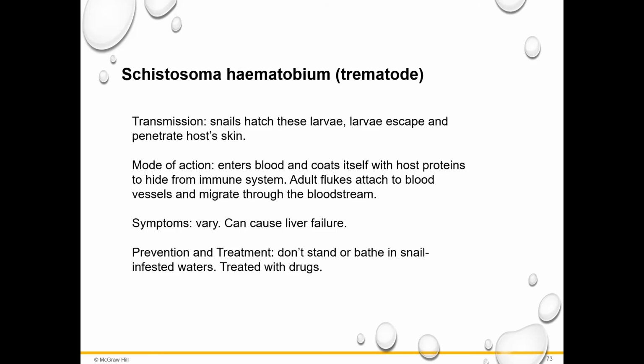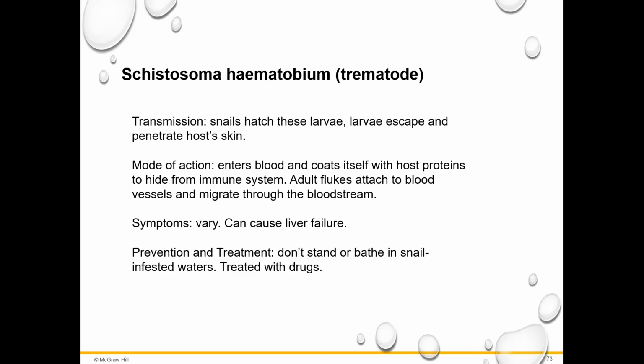Adult flukes will attach to blood vessels and migrate through the bloodstream. They can eventually get into your liver, they can go into your urinary bladder, and when they get into those areas, various species of schistosoma are going to cause liver failure or even bladder cancer. And that bladder cancer can come out of nowhere, and usually you don't know that you're infected. So if you're in endemic areas, you should definitely not bathe or walk in snail-infested water. Prevention and treatment, again, don't stand or bathe in snail-infested waters in endemic areas.